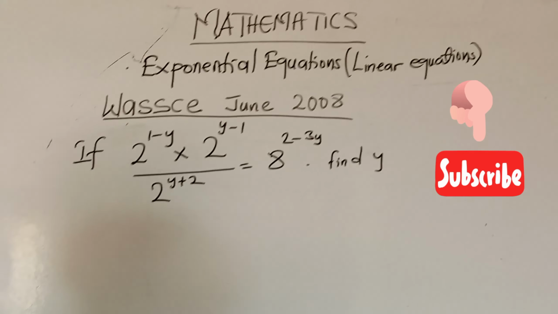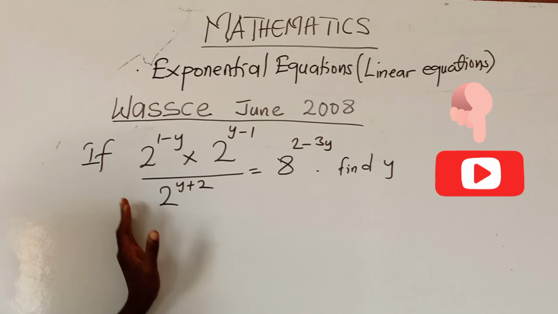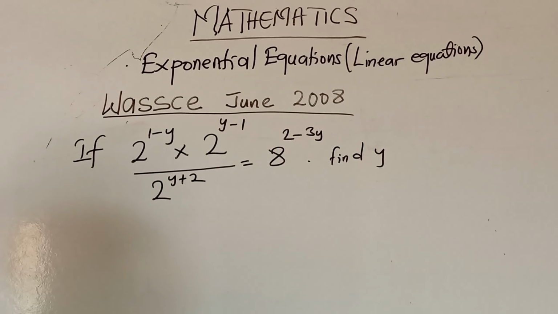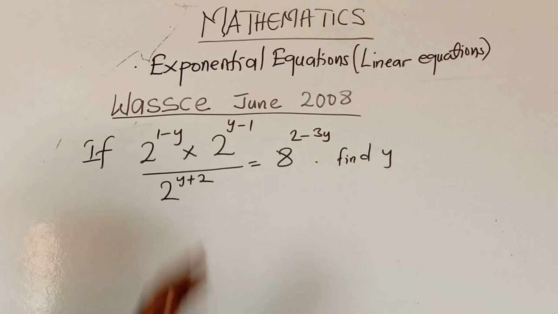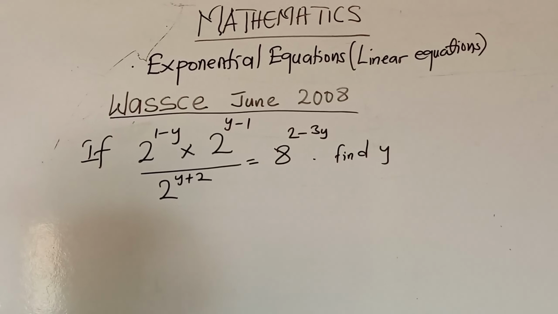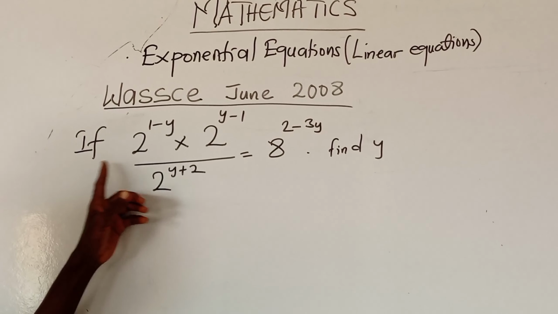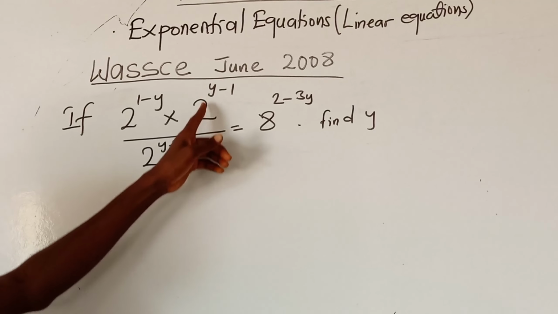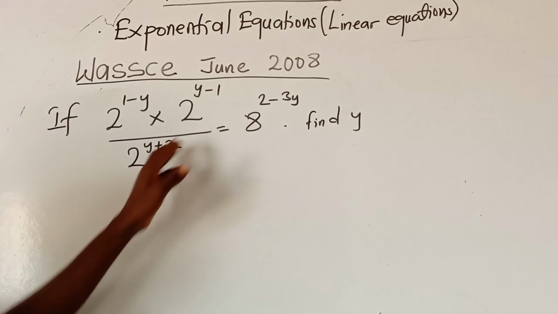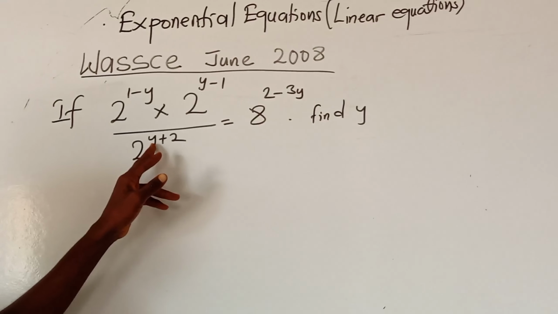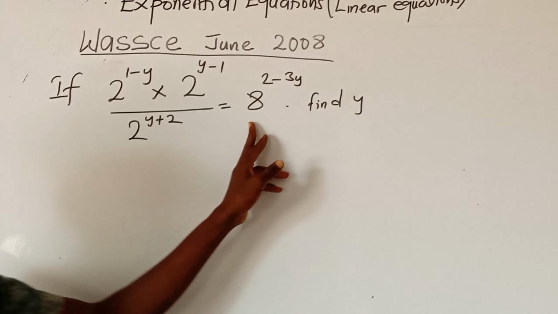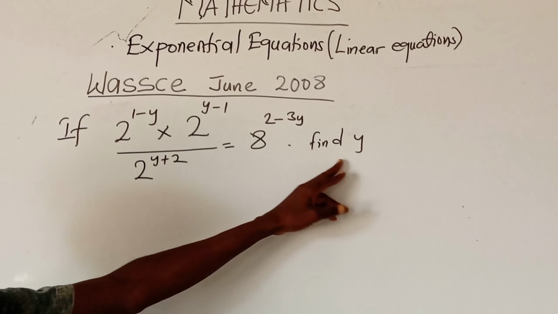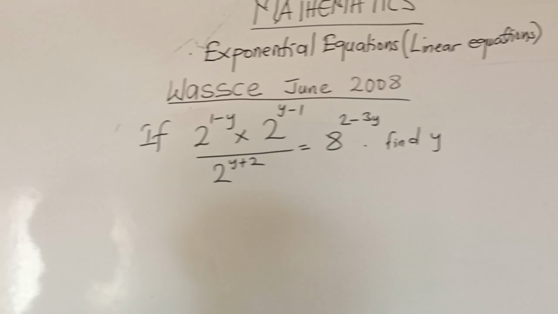Hi friends, this is one of the past questions on exponential equations that is leading to linear equations. This is WASSCE June 2008. The question says: if 2 raised to the power 1 minus y times 2 raised to the power y minus 1, all divided by 2 raised to the power y plus 2, equals 8 raised to the power 2 minus 3y, we are asked to find y.